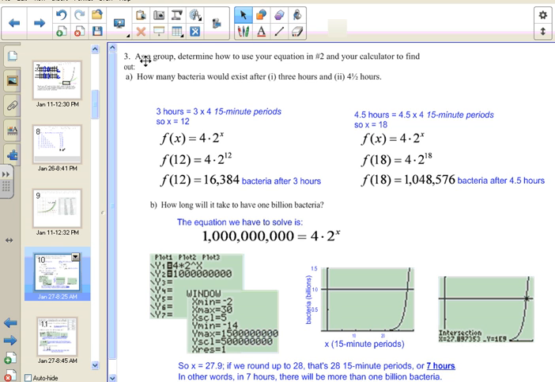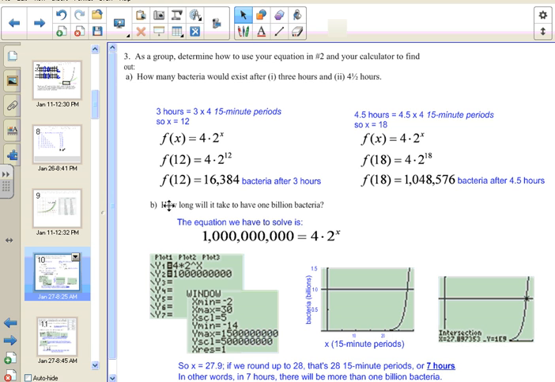So for example, how many bacteria after 3 hours? That represents 4 15-minute periods per hour, or 12 15-minute periods. So I want to do f of 12 equals 4 times 2 to the 12th, or 12 doubling periods, 16,384 bacteria after 3 hours. After 4.5 hours, that's 18 15-minute periods, or about a million bacteria after 4.5 hours. So how long will it take to have a billion bacteria? Well, the answer had better be just under 4.5. Or I'm sorry, this is a million, not a billion.